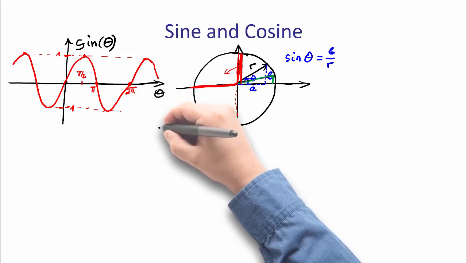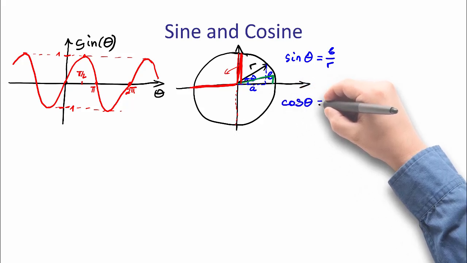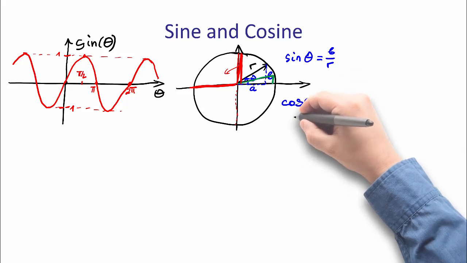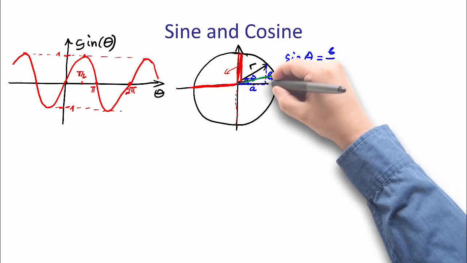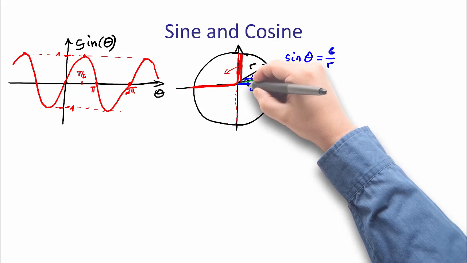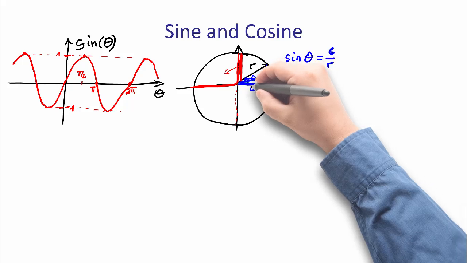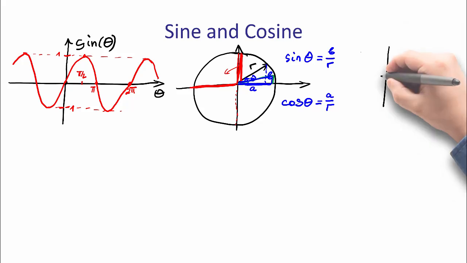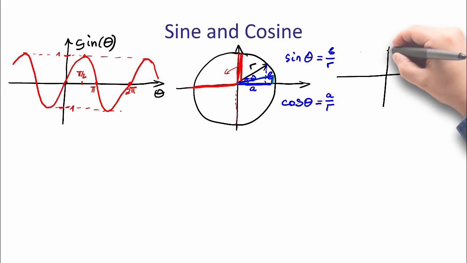Now let's see what happens with cosine. Cosine theta is defined as a over r, which means instead of taking that side, now we're taking that side. For very small angles, that side is very similar to that side. So the ratio will be very close to 1. This means that if you're drawing the same thing for cosine, this is what you'll get.